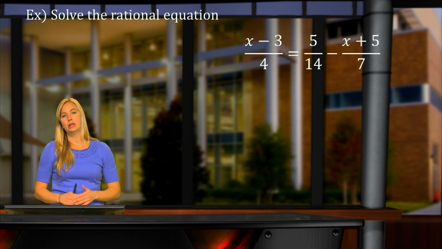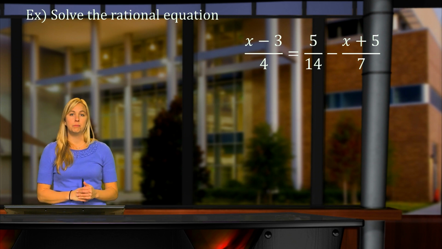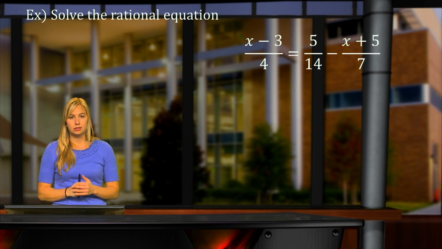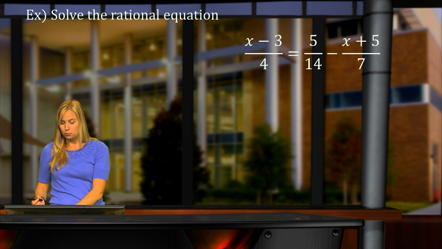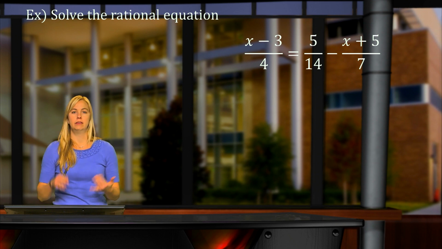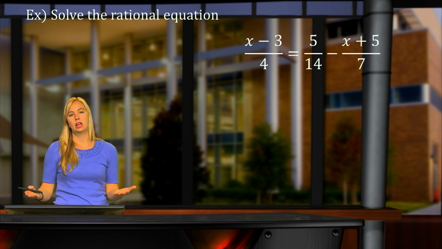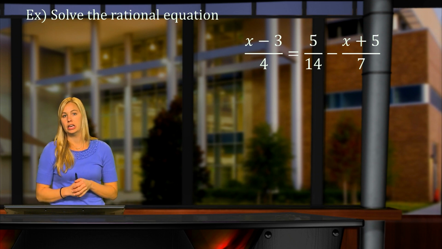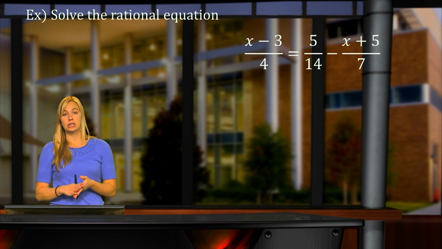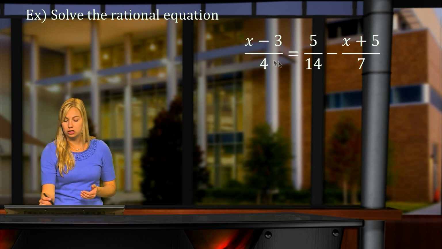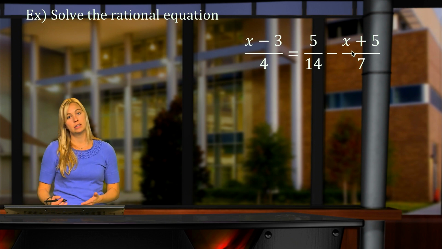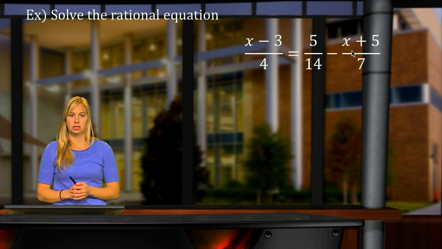Our first example is similar to what we've seen in previous videos. (x - 3)/4 = 5/14 - (x + 5)/7. The first thing we want to do, again, is factor our denominators. Since all of our denominators are monomials, we don't have anything to do for that. Then we want to state restrictions. Since all of our denominators are constants, we have no variable restrictions.